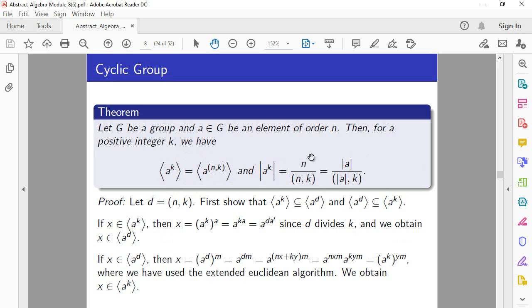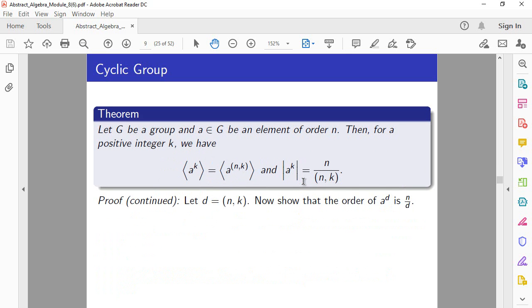Okay, so now we have to show the next equation: that the order of a to the k is equal to the order of a divided by the GCD of k and the order of a. Again, we're going to let d denote the GCD of n and k. So we want to show that the order of a to the k is n divided by d. But since we have already shown the first equation, that the subgroup generated by a to the k is the same as the subgroup generated by a to the d, the order of a to the d and the order of a to the k are the same. So all I need to do is find the order of a to the d. Now we're going to show that the order of a to the d is n divided by d.